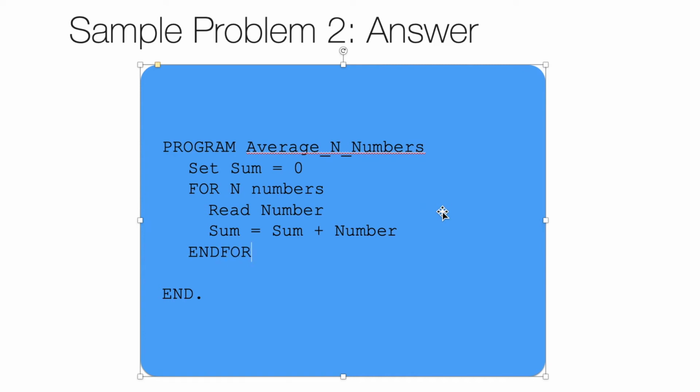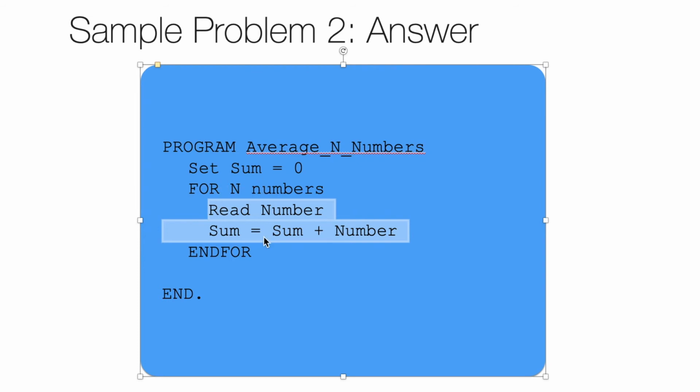That is telling that is the end of my repetition steps. Whatever the inner statement in the for and end for, I have to do it for n times. I have to do it for n numbers. For n numbers, I'm going to read number and add that number to my sum.